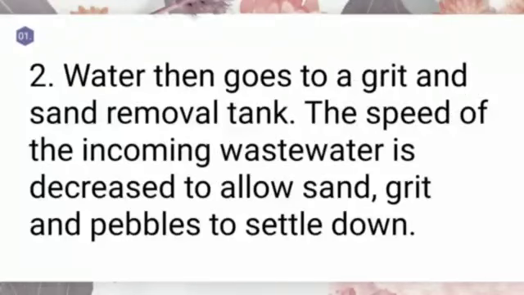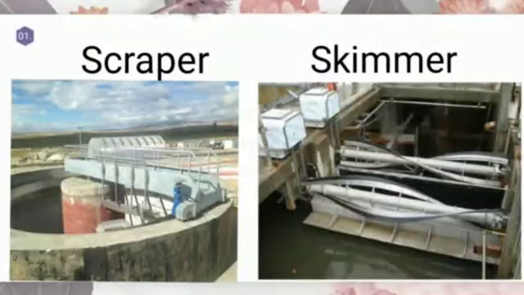So when water goes to the grit and sand removal tank, the speed of the incoming wastewater is decreased to allow sand, grit and pebbles to settle down. After that, third stage. Third is a scraper or skimmer. Here you can see some image of scraper and image of skimmer also.